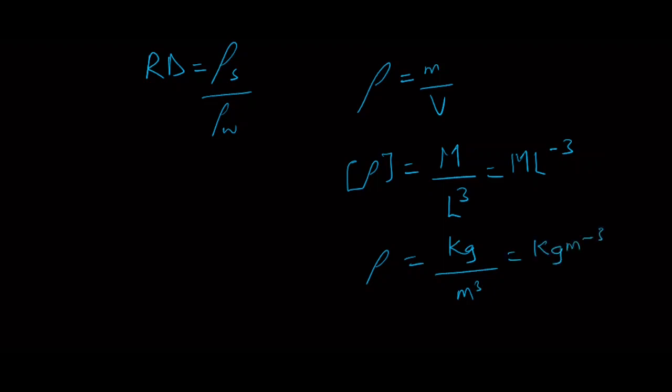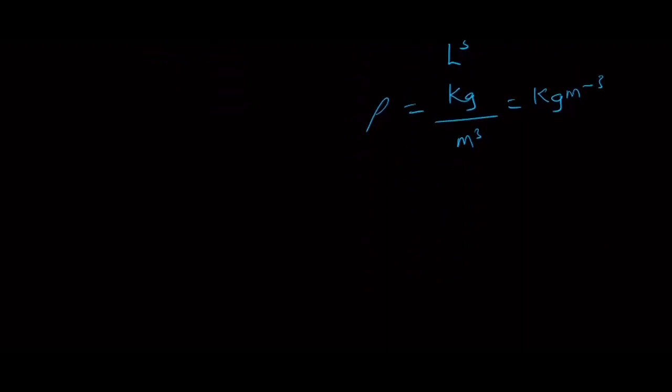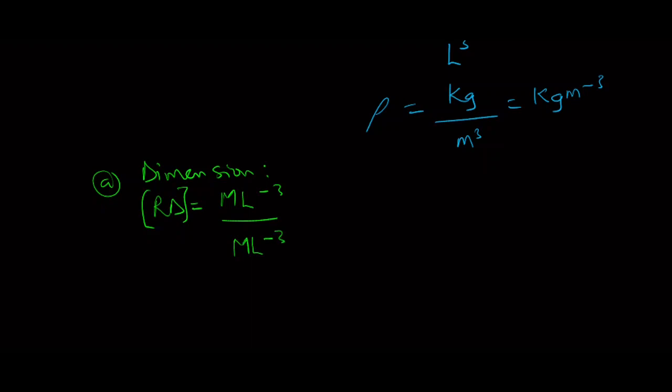So in that case, we can solve for relative density now by finding the dimension of relative density. We have relative density as the density of a substance, that is M L raised to the power minus 3. Sorry, we're supposed to have a square bracket to represent dimension. Then the dimension of a standard substance, which is usually water, is M L raised to the power minus 3 as well. So when we see this, they will cancel out, and that will give us 1. So it is a dimensionless quantity.